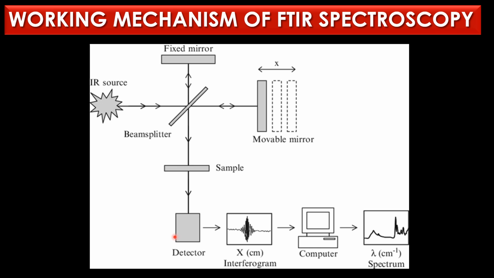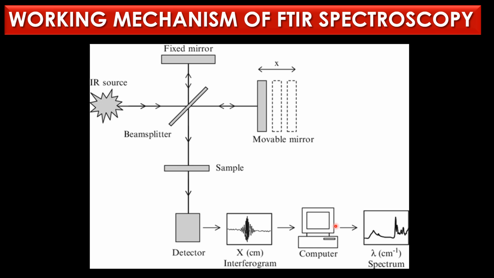The detector measures the interferogram, which is the raw signal of intensity variations due to the interference of the light beams. Next, interferogram. The interferogram is a plot of intensity versus the position of the movable mirror. This shows how the intensity of the IR light changes as the optical path difference varies.